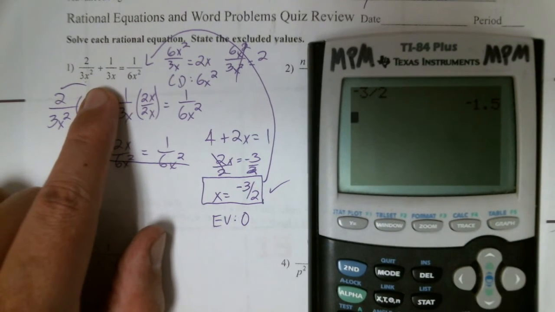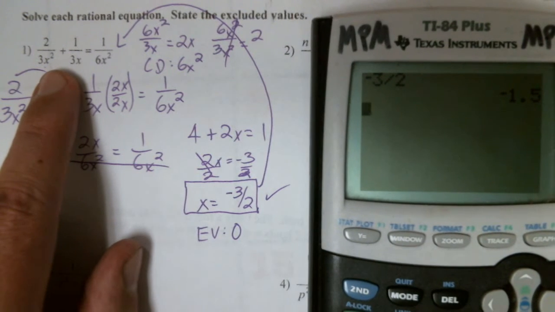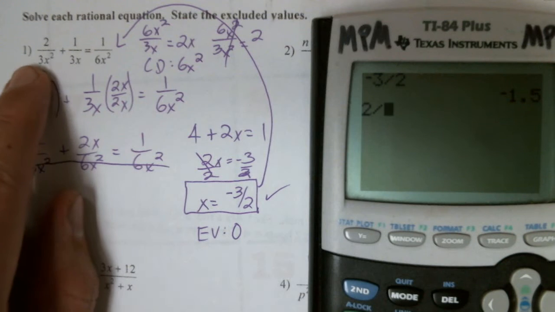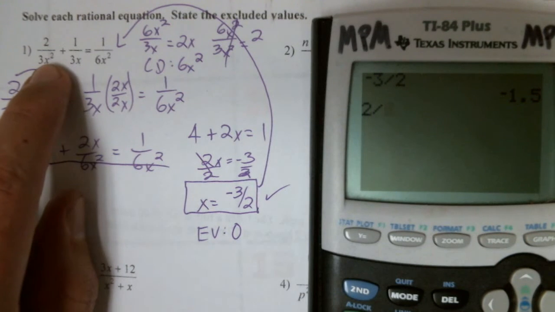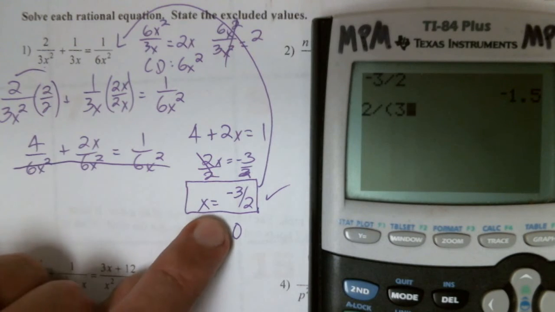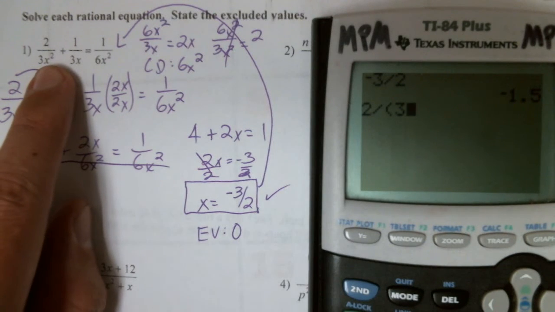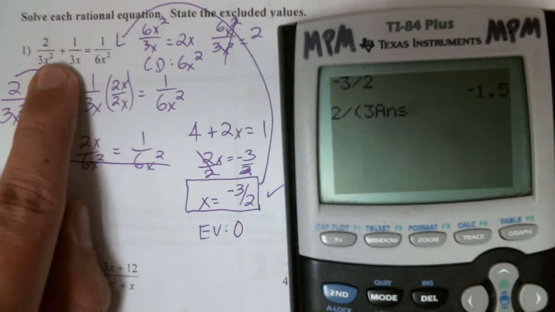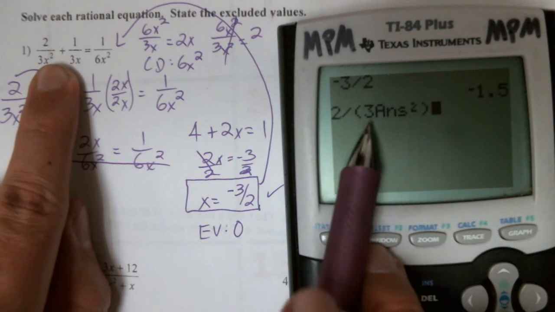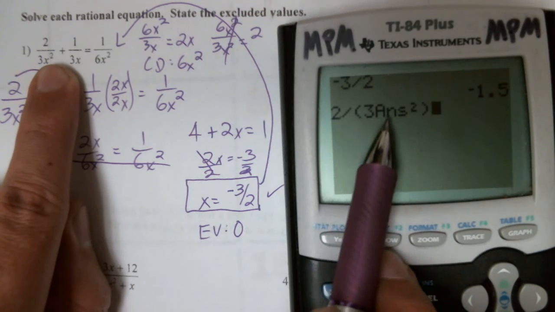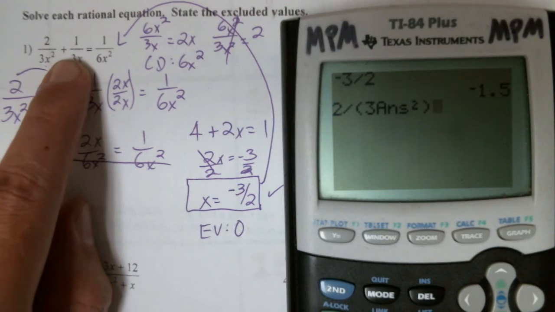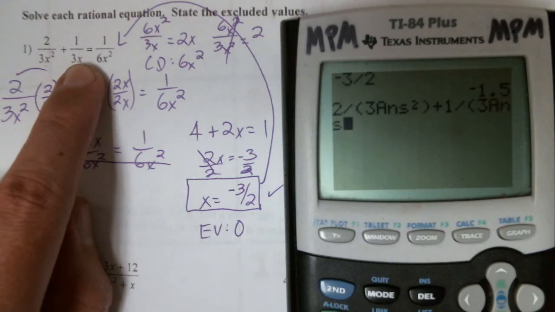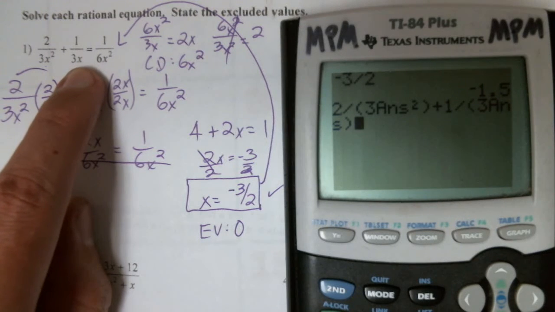All right, so on top, I have 2. I don't need parentheses for that because there's just one number at the top. Now I do need parentheses in the bottom because there's a coefficient and a variable. Divided by 3, now instead of plugging in negative 3/2 squared, I'm just going to type in second answer squared. Second answer. All right, and then squared. I don't even need to press times because my calculator sees that as 3 times second answer squared plus 1 divided by parentheses 3 second answer, close the parentheses, and there's our equal sign, so I'll stop.